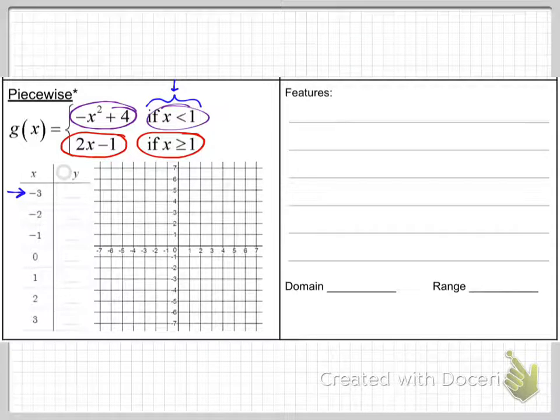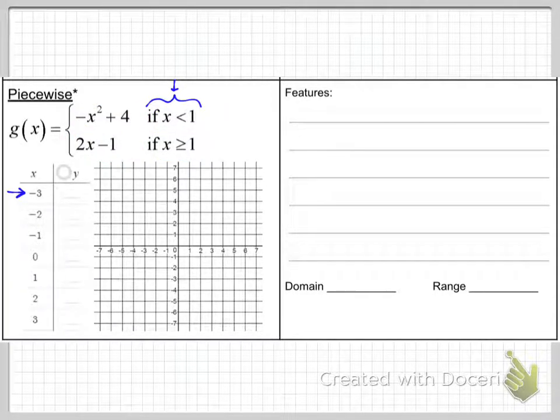Apply that. And that's exactly what piecewise functions are. They're 2 different functions that are mashed together, and part of the time you use one of the functions, part of the time you use the other function. So where does negative 3 apply? Well, negative 3 is less than 1, so we're going to apply the top function, negative x squared plus 4.